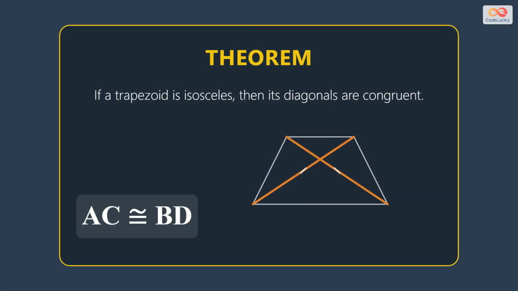Here is the main theorem for this lesson. If a trapezoid is isosceles, then its diagonals are congruent. In mathematical terms, the length of the segment AC is exactly equal to the length of the segment BD.